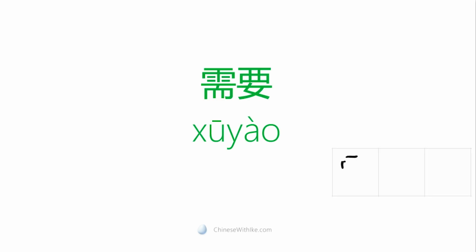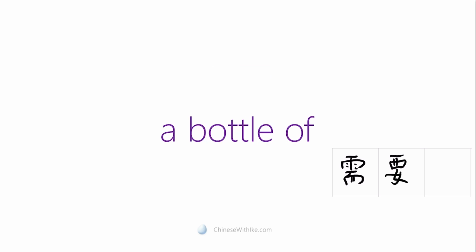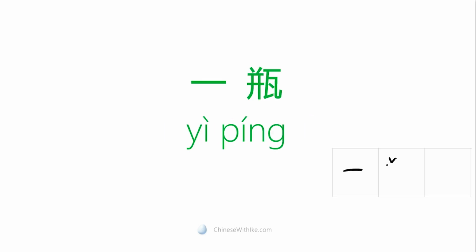In mini course 2, we learned need. Do you remember how to say it in Chinese? 需要, 需要. The word a bottle of in Chinese is 一瓶, 一瓶. Remember the pronunciation rule of 一. If the next symbol is the fourth tone, you need to use 一, the second tone. If other tones, you have to use 一. In this case, we say 一瓶.